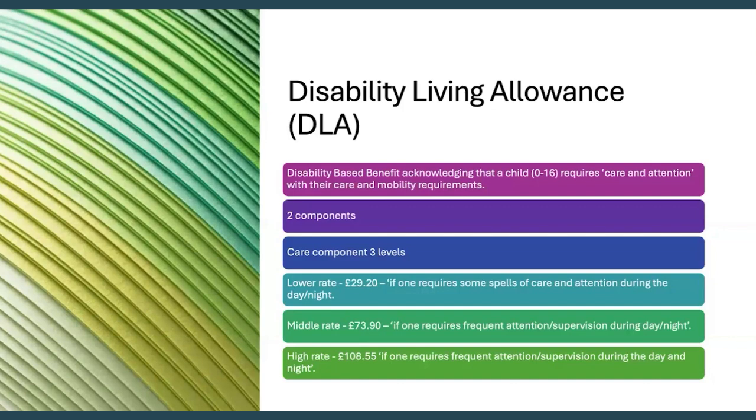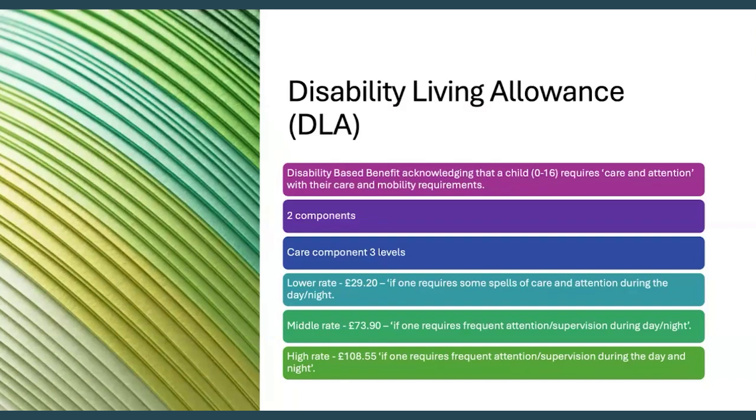So disability living allowance is a disability-based benefit that a child can claim between the ages of 0 and 16 on the basis that they require more care and attention than an equivalent child without the health conditions or disabilities that they have. There are two components to disability living allowance. There's the care component, which looks at the practical care that is needed on a daily basis. And this can be categorized into 3 levels dependent on need.